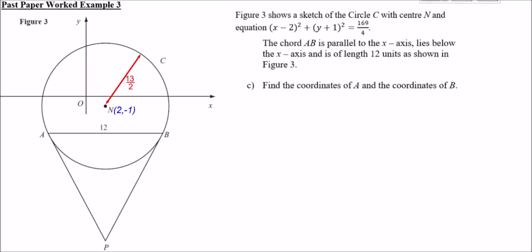Part C is when it starts getting a bit trickier. So we've got a chord, AB, which we're told is parallel to the x-axis, and it lies below the x-axis and is of length 12 units as shown in the diagram. So now what we need to do is find the coordinates of A and the coordinates of B. This is where in a moment we'll need to remember some circle theorem results.